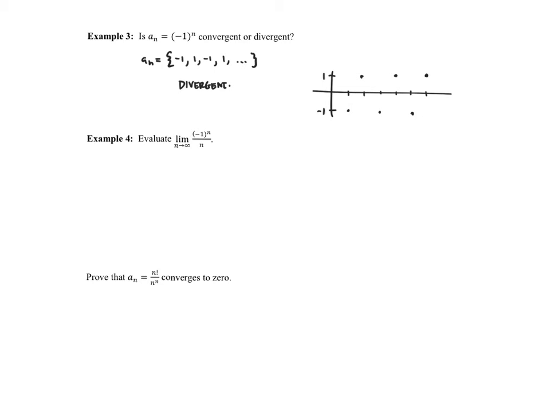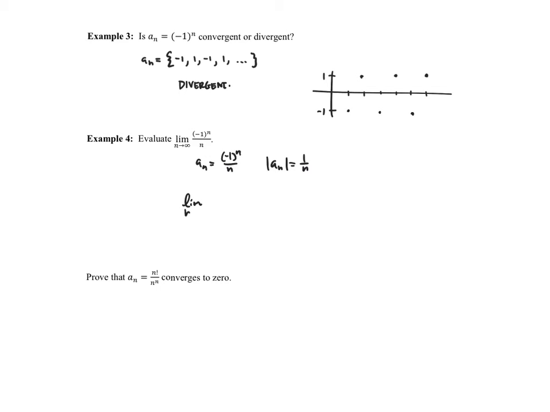Okay, let's look at example 4. In example 4, I would consult Theorem 4. And Theorem 4 says that if the limit as n approaches infinity of the absolute value of a sequence equals 0, then the limit of that sequence would also equal 0. So I'm going to take the absolute value. First, I'm going to call a sub n this alternating sequence. So the absolute value of that would actually be 1 over n.